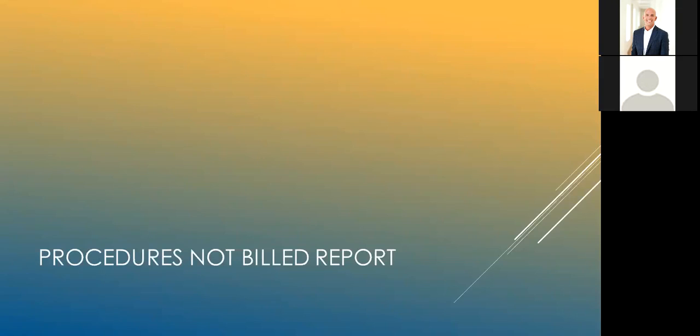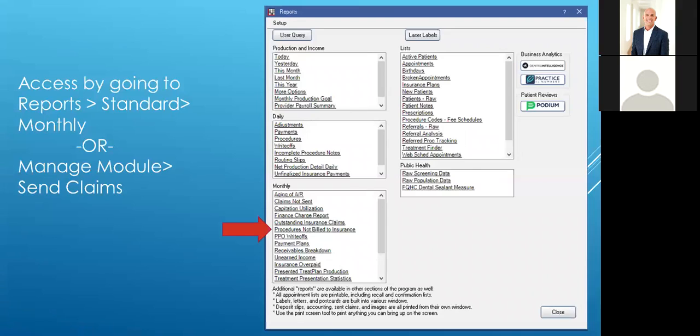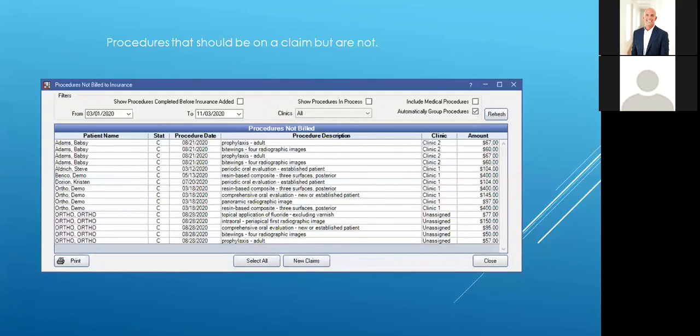Next is our procedures not billed report. And this report is fantastic in making sure that we are billing the insurance company for all the procedures we actually did. So we again access it by going to Reports, Standard, and Monthly, or you can access it through the Manage module and the Send Claims window. When we take a look at it, these are all the procedures that Open Dental thinks should be on a claim, but are not.